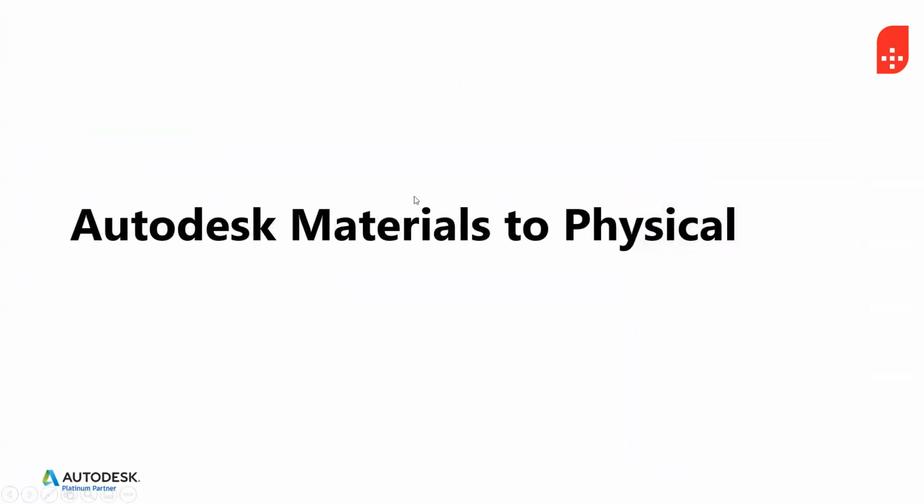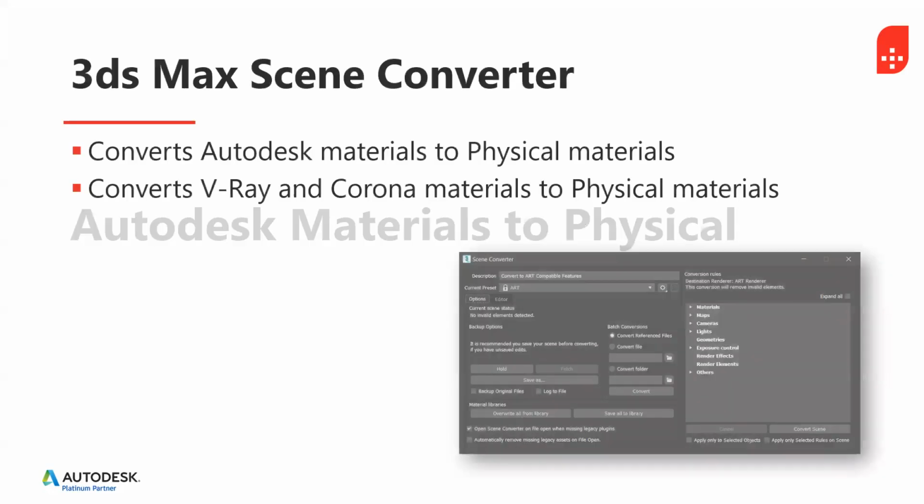So we talked a bit about Autodesk materials to physical. That's a very important part. And again, it's automated. Just use the scene converter, and it's automatically converting materials. In the past, materials were very difficult in 3ds Max to understand, to figure out how all the parameters were working. Now we have a physical material, it's physically accurate, and it's super simple to create a decent material.